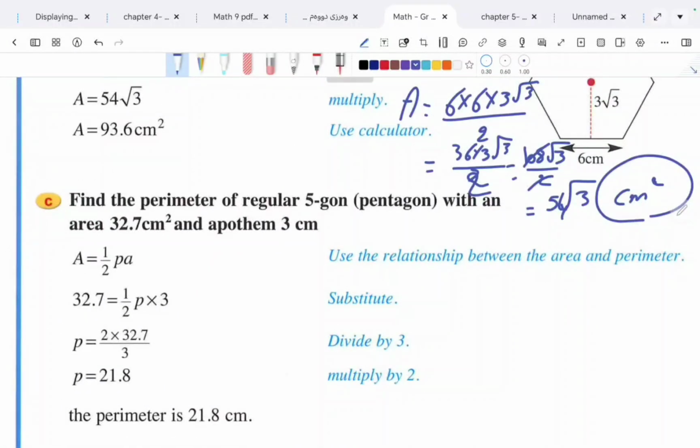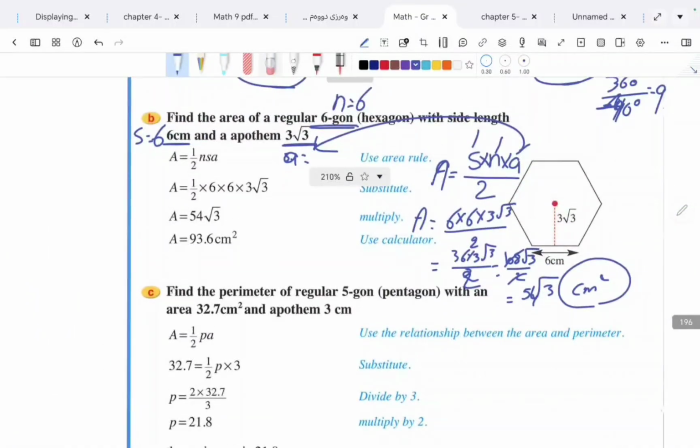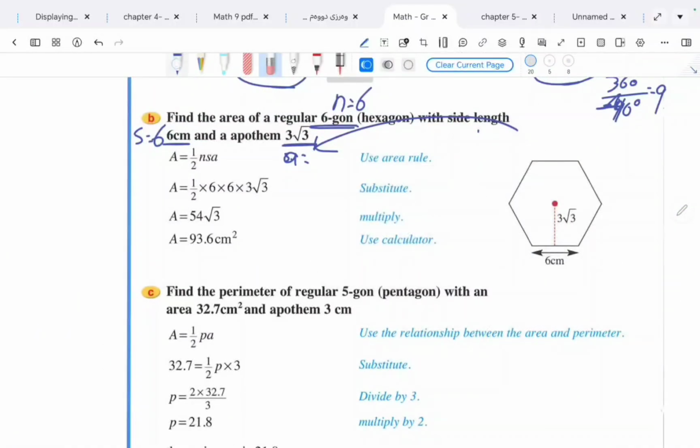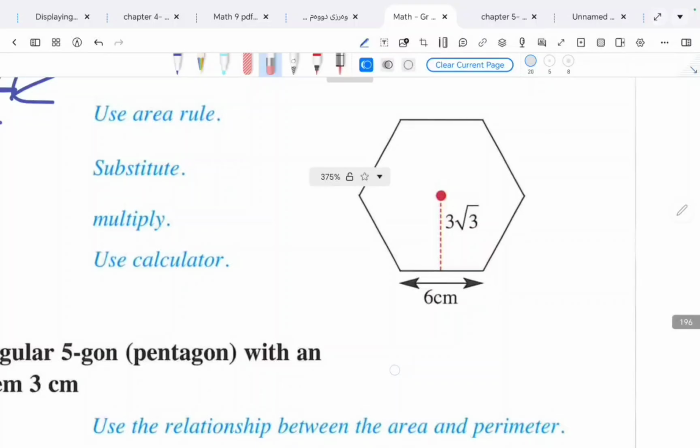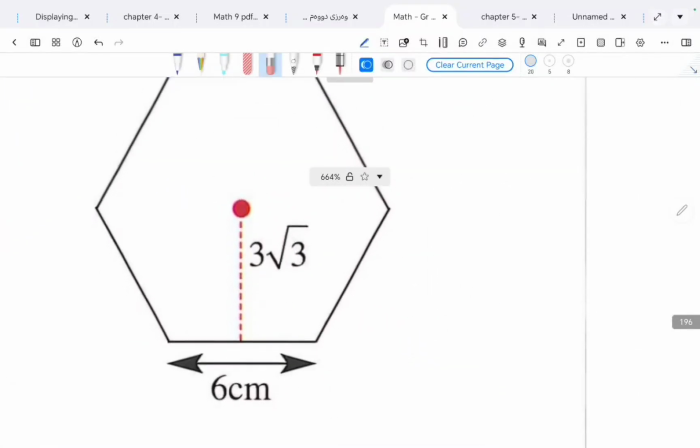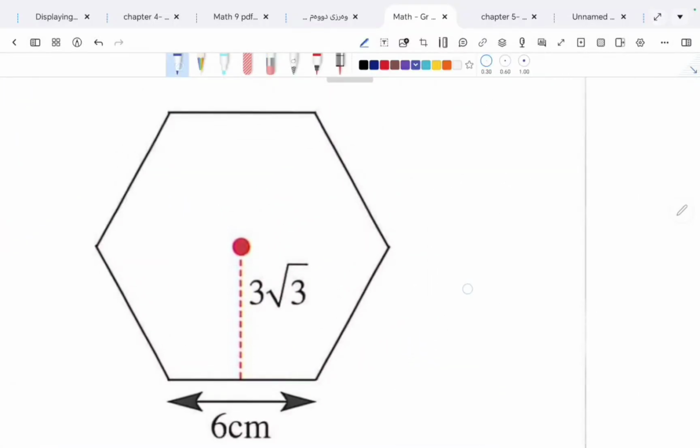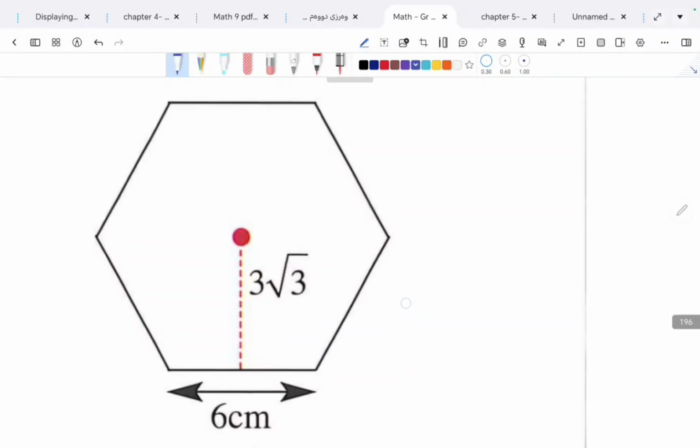Then, sometimes they don't give us the information. You have to know N, S, and A by the figure. For example, if you have only this picture and they ask for area, you have to know N equals to what? 1, 2, 3, 4, 5, 6. So N equals 6.